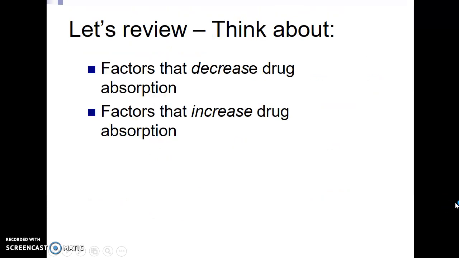I want you to think about factors that decrease drug absorption and factors that increase drug absorption. And you're going to need to answer questions about that.